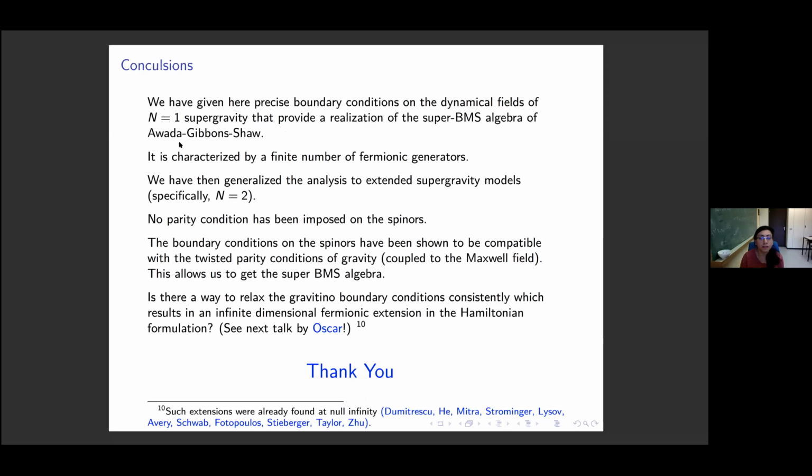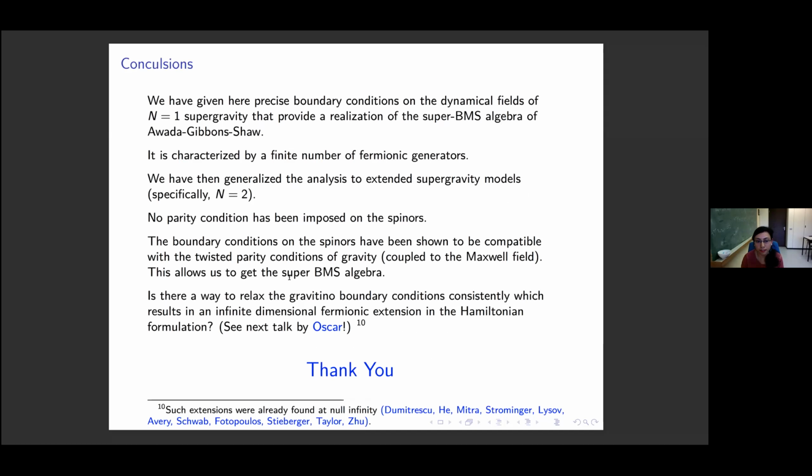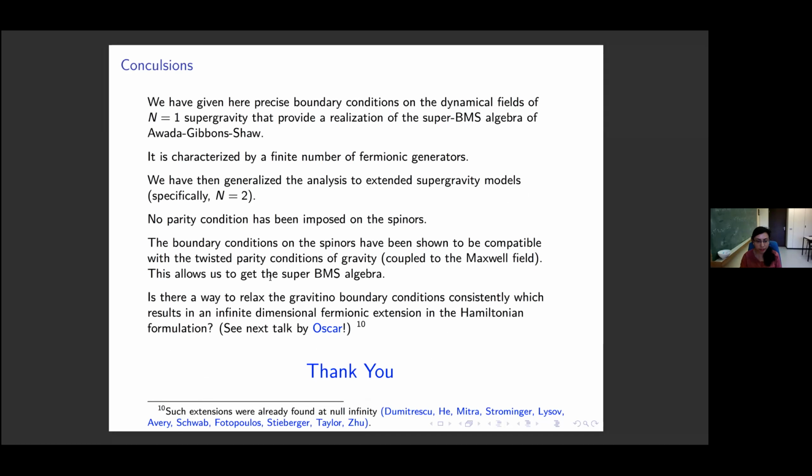Now these are the conclusions. We have given here precise boundary conditions on the dynamical fields of N equal to 1 supergravity that provide a realization of the super-BMS algebra of Awada-Gibbons-Shaw. It is characterized by a finite number of fermionic generators. We then generalize the analysis to extended supergravity models. No parity condition has been imposed on the spinors. The boundary conditions on the spinors have been shown to be compatible with the twisted parity conditions of gravity coupled to the Maxwell field. This allows us to get the super-BMS algebra.